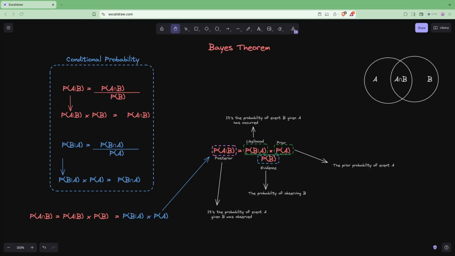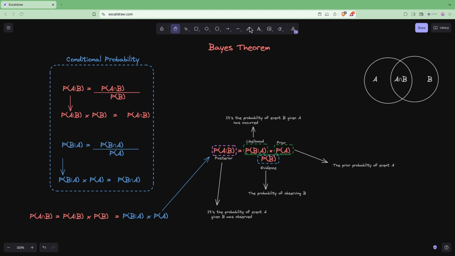Hey everyone. So in today's video, we're going to see about Bayes' theorem. How do we use it? What is the use of it, and how did we get this formula, Bayes' theorem? Okay, so let's get started.